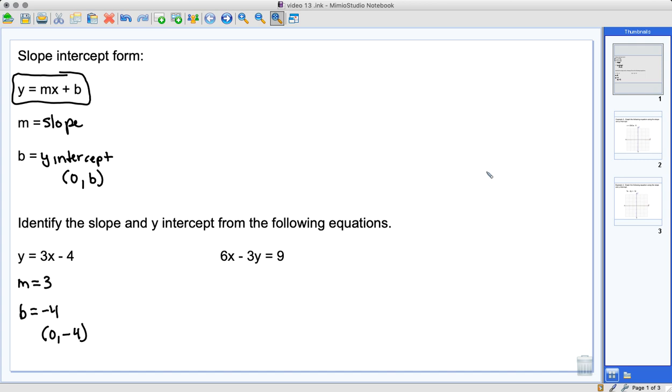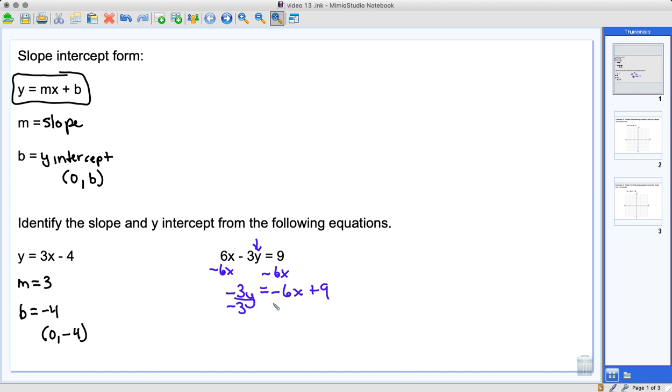Now the difference with the second one is that it is not in y equals mx plus b form, so we have to put it into that form first. If you remember from the last section of the last chapter where we solved equations for y, that's what we're going to do. I'm going to subtract 6x from both sides. So -3y equals -6x plus 9.